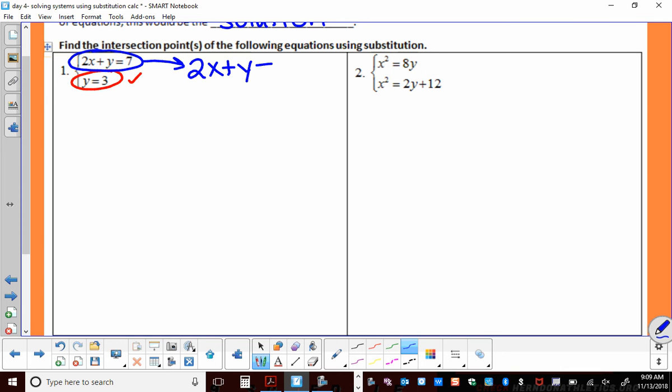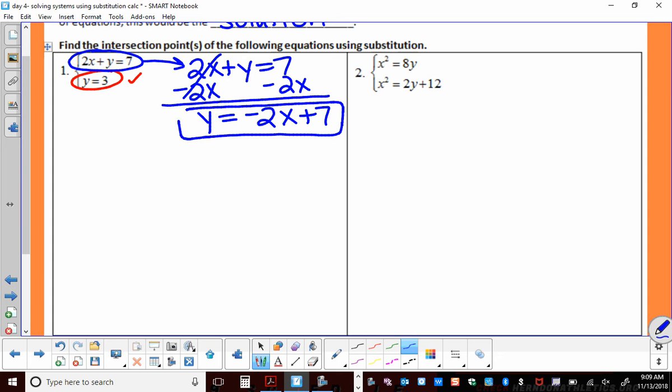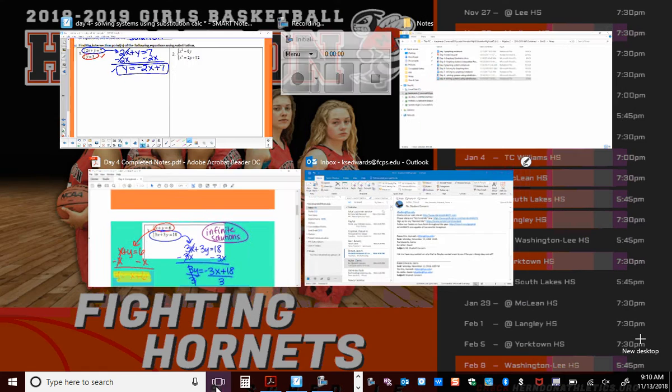2x plus y is equal to 7. How do I solve for y here? Put a minus 2x on the other side. That cancels out, so I have y equals -2x plus 7. All right? So I have one y equals, I have my other y equals. Once you have your y equals, I want you to grab your calculators.